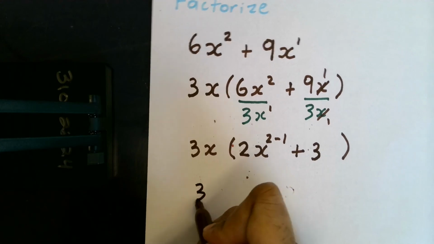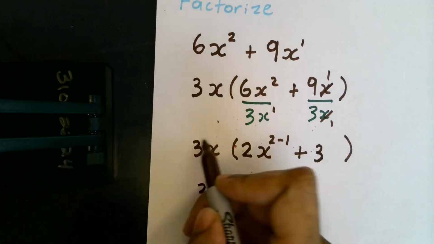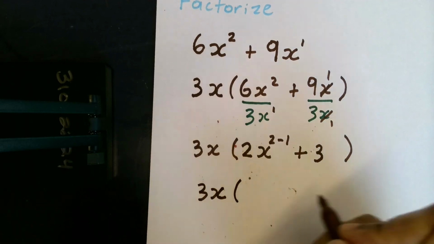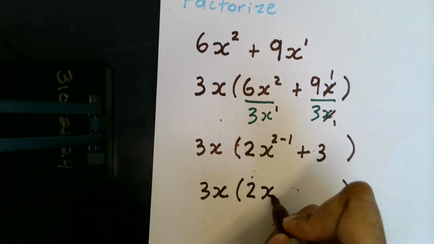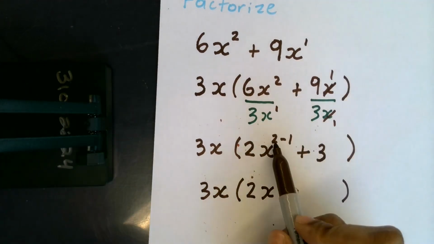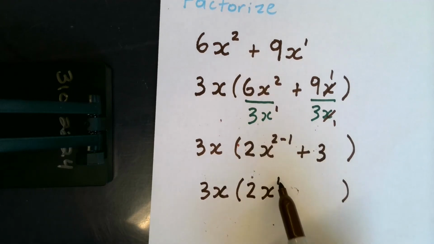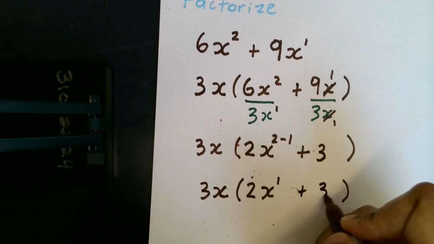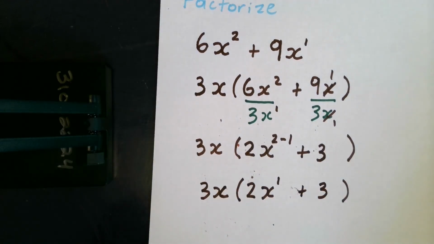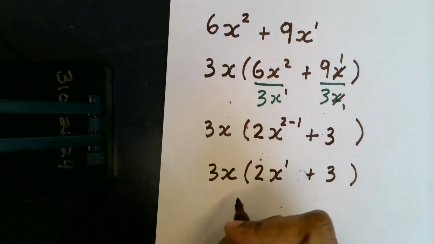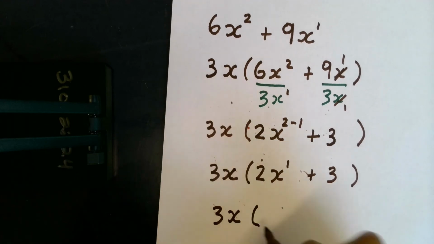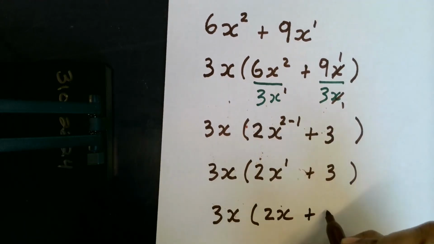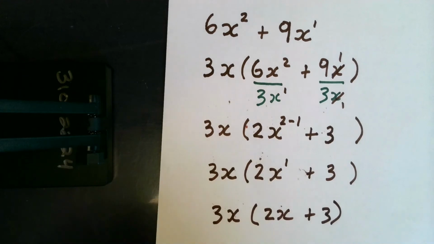Then 3x, so we rewrite our GCF. And on the inside, we have 2x to the first power. So 2 take away 1 is 1. Plus 3. So our final answer is 3x times 2x plus 3.